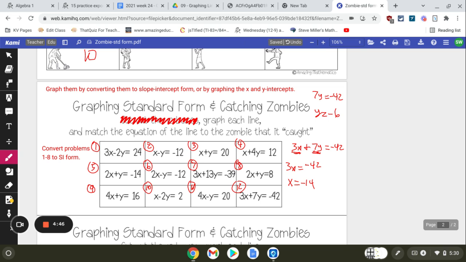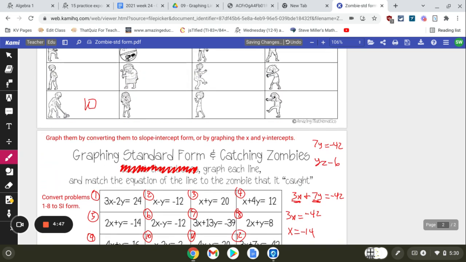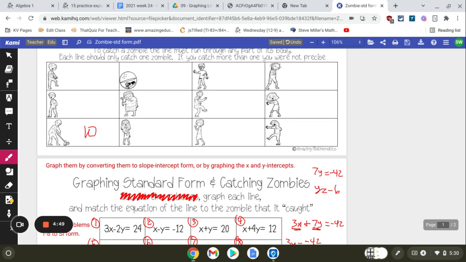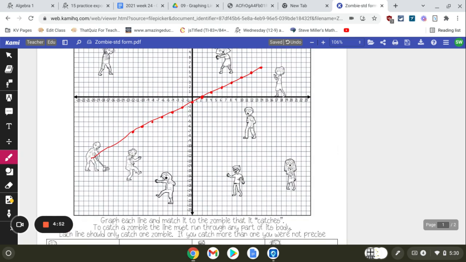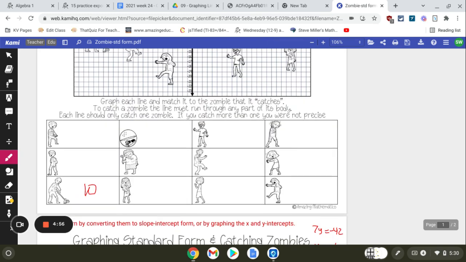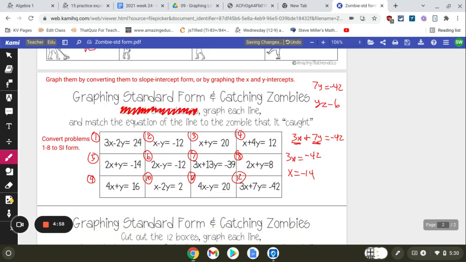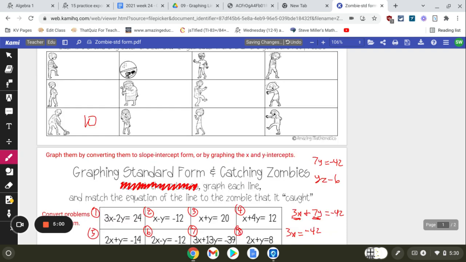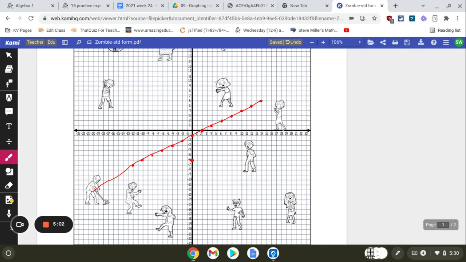So I'm going to graph it using these intercepts this time. Y equals negative 6 is my y-intercept, so I'll plot that point. And x equals negative 14 is my x-intercept, so I'm going to go over to negative 14 on the x-axis and plot that point. And then if you can visualize it, we're going to connect these dots and then draw the line continually.